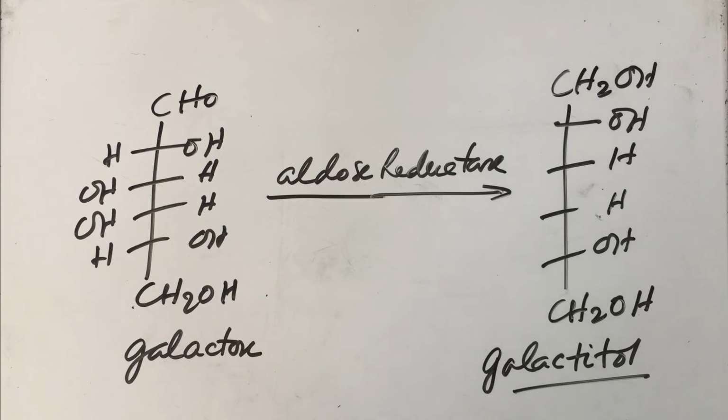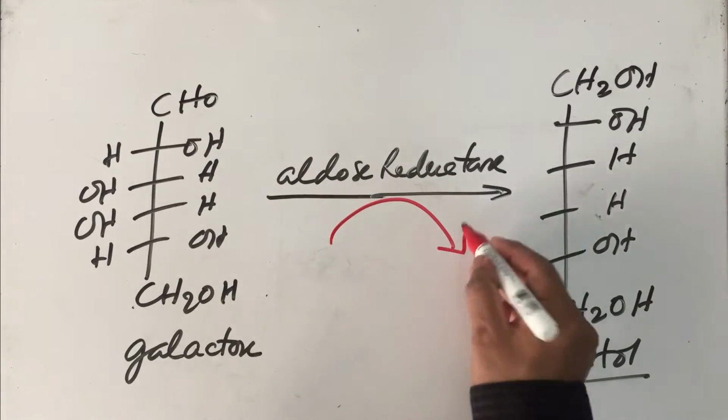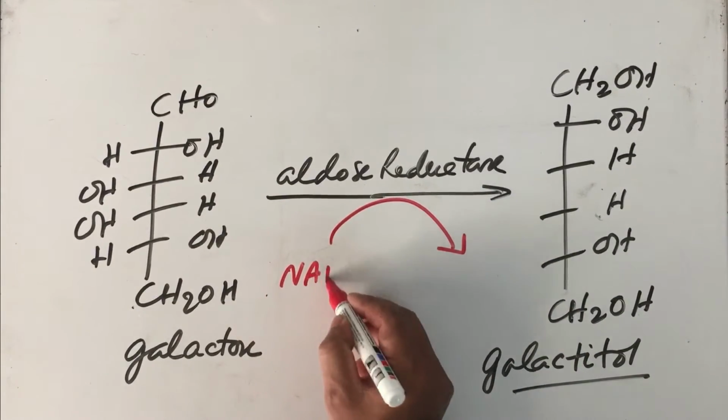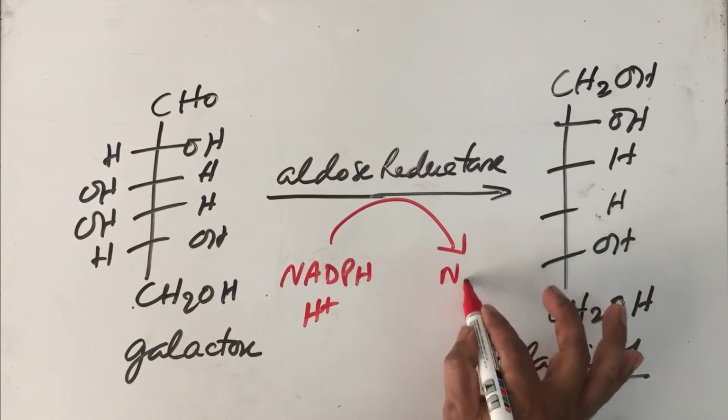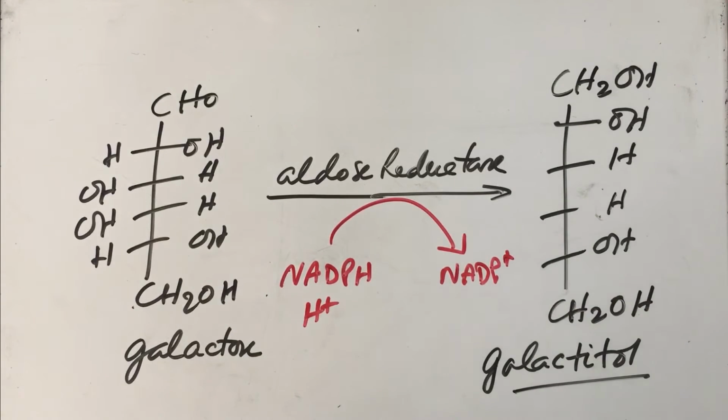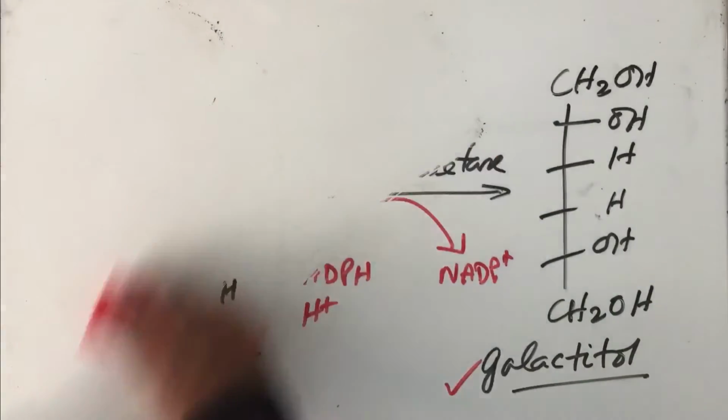Now remember, galactitol is an osmotically active substance. So you have NADPH plus H plus, and this will result in NADP plus. So it is an osmotically active substance, which leads to accumulation; it will draw water to itself. Therefore there is a possibility of clouding of the eye taking place. That's why elderly people are not advised to consume a lot of milk at an adult age. It can precipitate cataract.